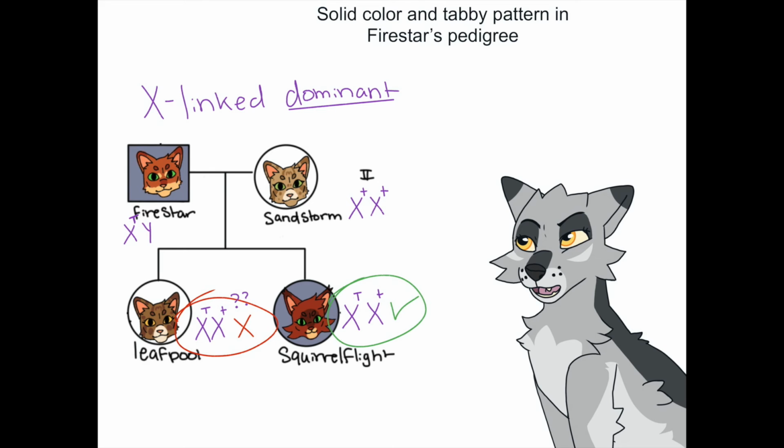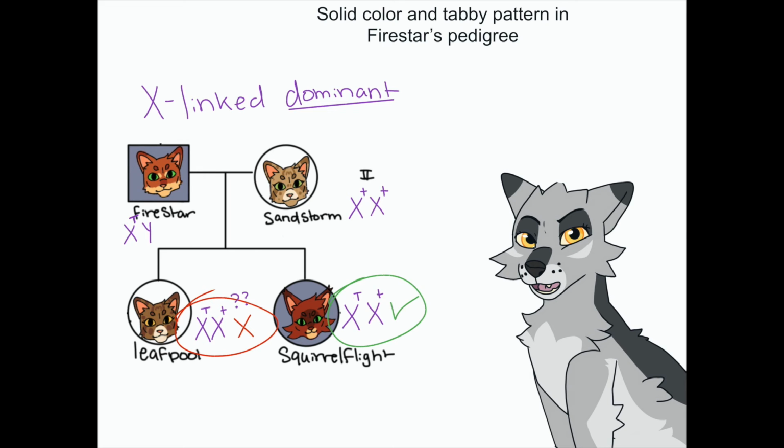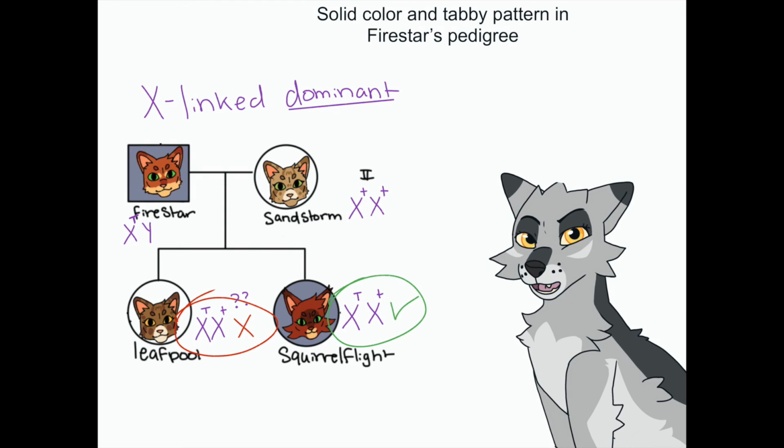But Firestar is also going to give his big T, his X big T, to his other daughter, Leafpool, who is supposed to be a tabby, and in this instance, she would need to be little t on both of her X's. But because both of her parents are not tabbies, then she can't get two copies of little t. So this is also not consistent.